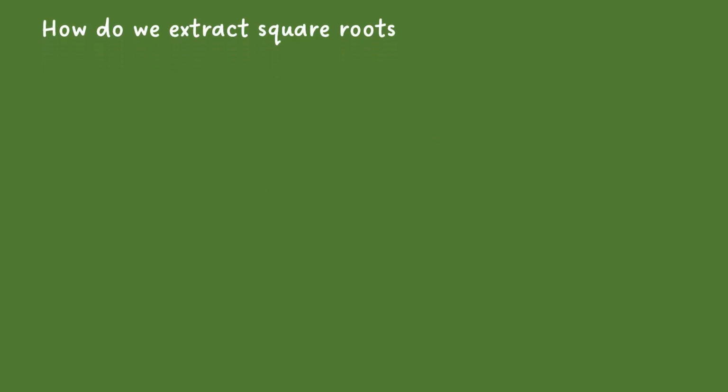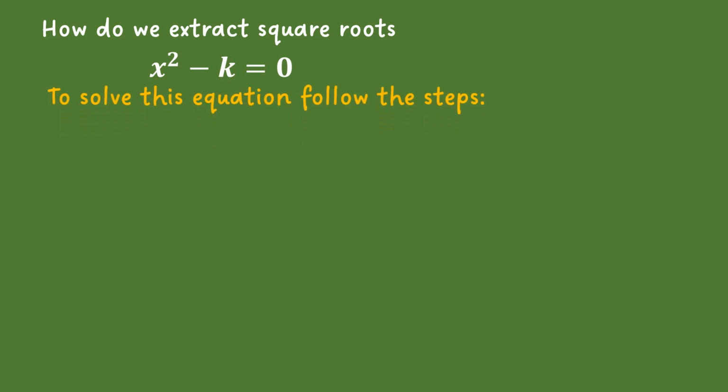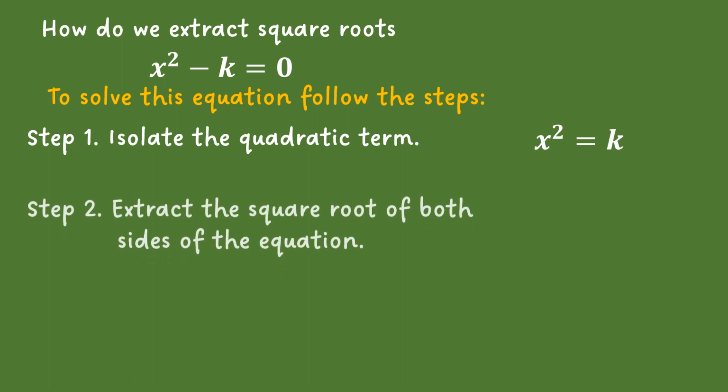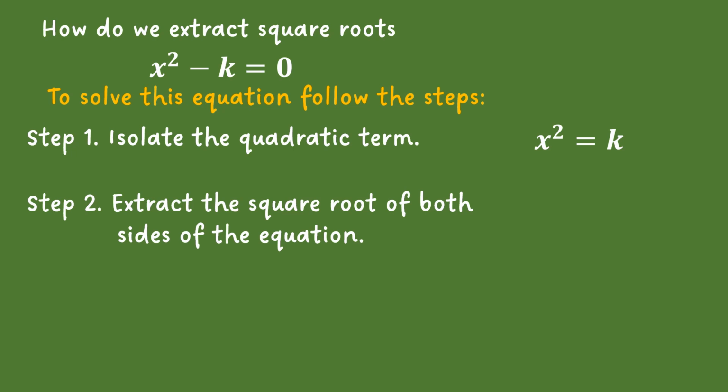How do we extract square roots for x squared minus k equal to 0? To solve this equation, follow the steps. Step 1. Isolate the quadratic term. So we have x squared equal to k. Step 2. Extract the square root of both sides of the equation.